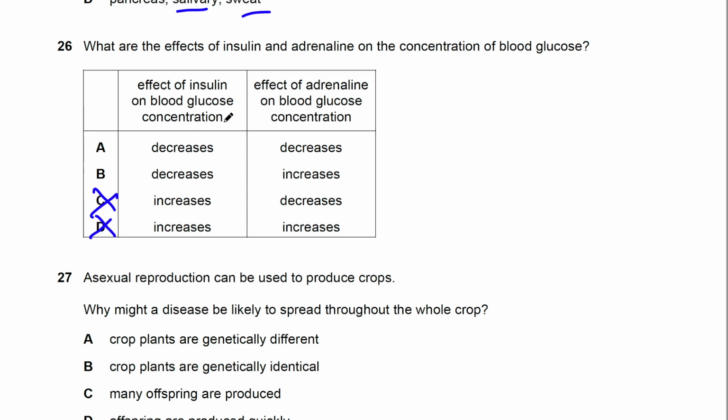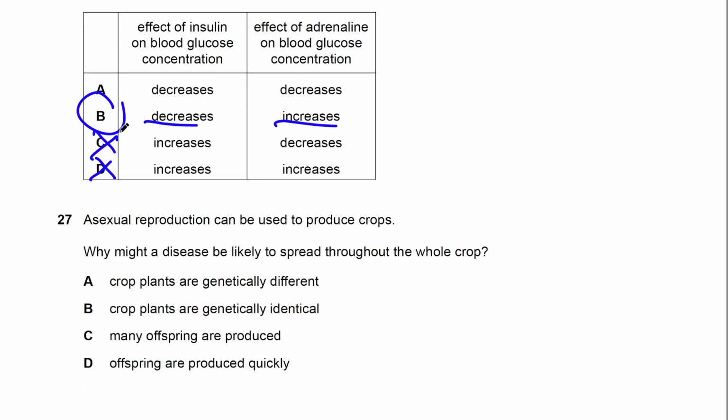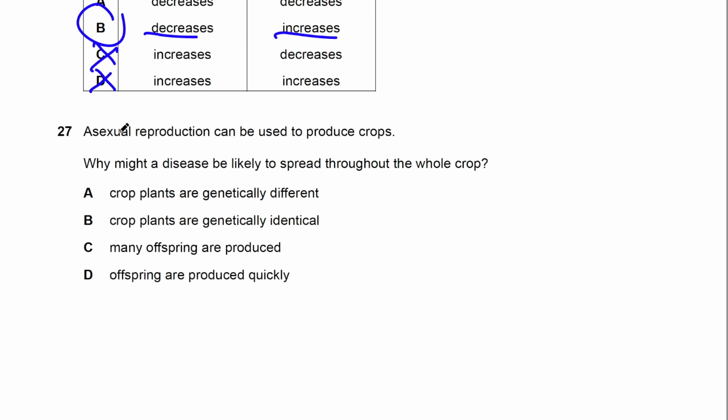Adrenaline, it's fight or flight. What does that mean? We need more energy. That means we are doing more cell respiration. That means we are consuming more sugar. So the amount of sugar inside the blood will increase. So the right answer should be here. Decrease with insulin, increase with adrenaline. That means it's B. Let's move to question number 27.